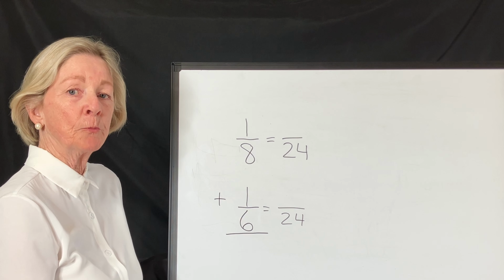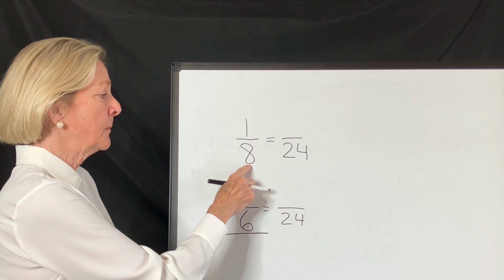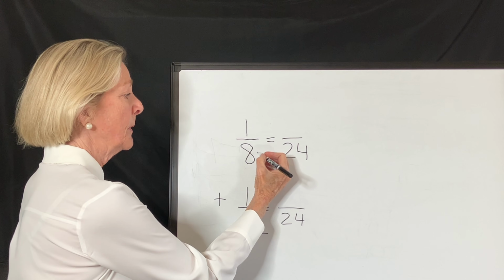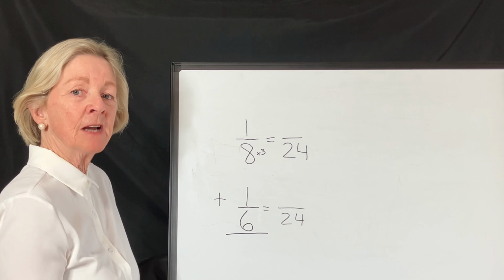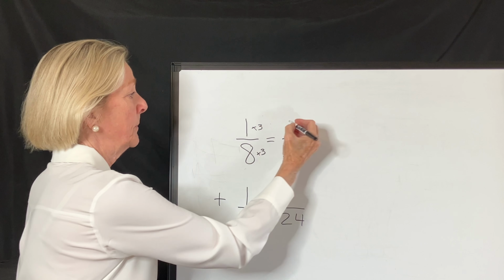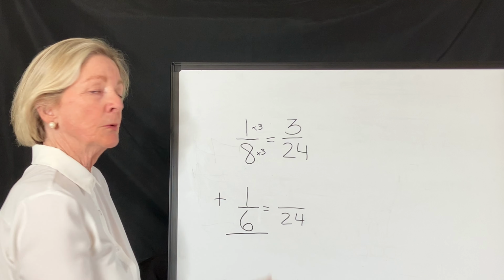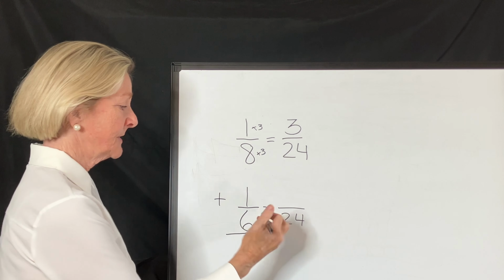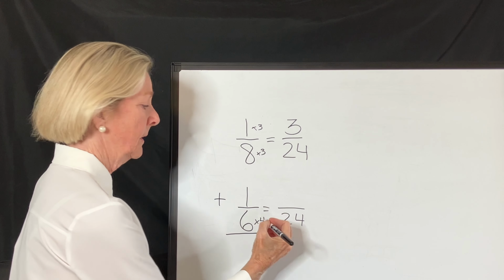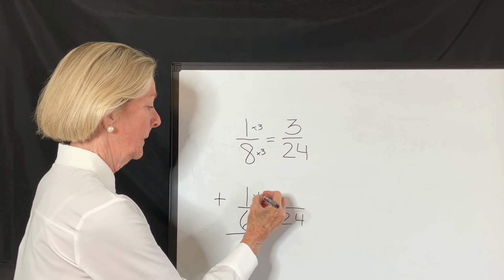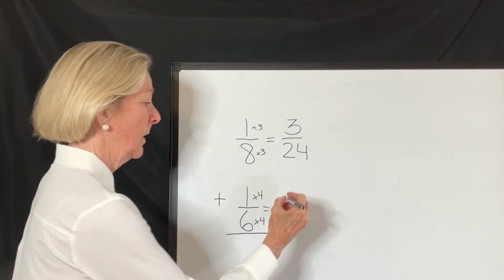Now we have to find our numerators. We look at what we multiplied our denominator by to get our common denominator, and in this instance, we multiply by 3. 8 times 3 equals 24. So we multiply the numerator by the same number, 1/8 equals 3/24. For this fraction, 6 times 4 equals 24. So we multiply the numerator by the same number. 1 times 4 equals 4.